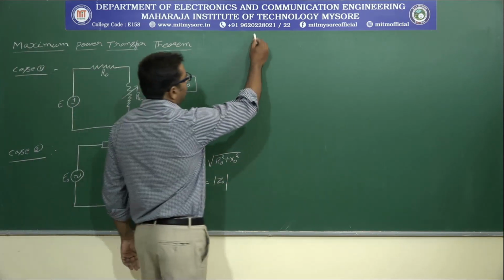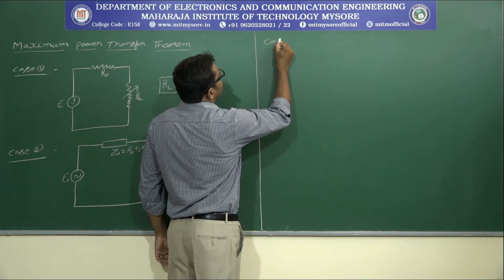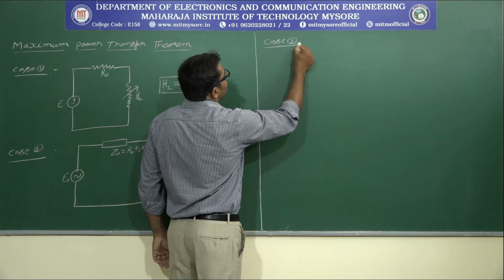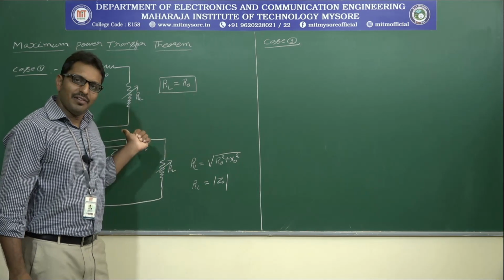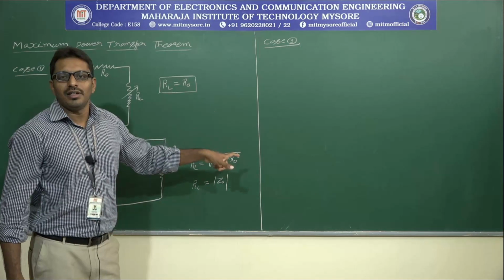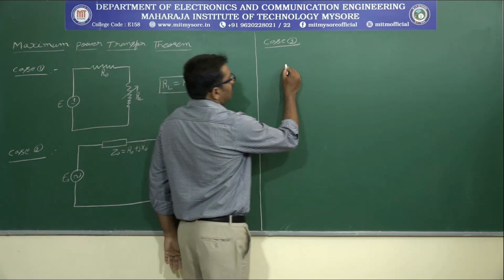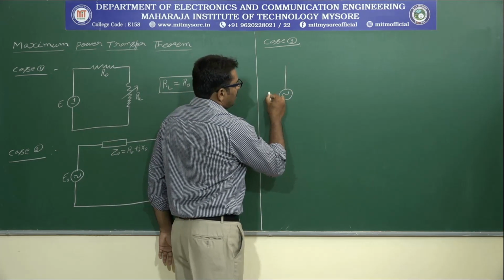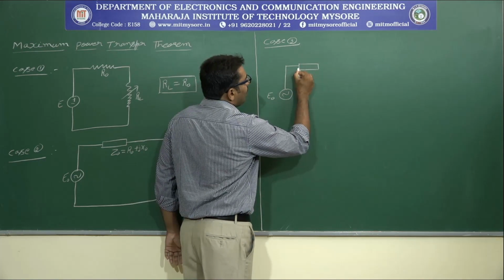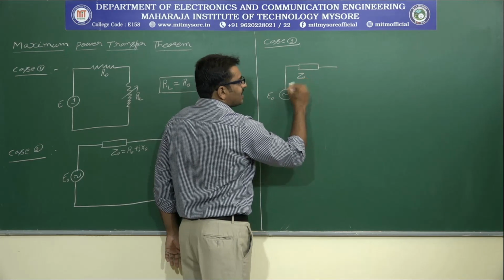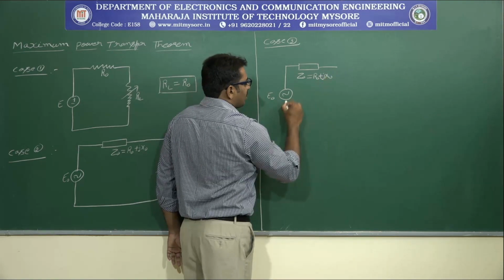The last one is case 3. First one, DC source connected to load resistance. Second one, AC source connected across variable load resistance. Then the last one is the AC source, represented by E0. If the source is AC, the internal impedance is denoted by Z0, where Z0 is equal to R0 plus j X0.